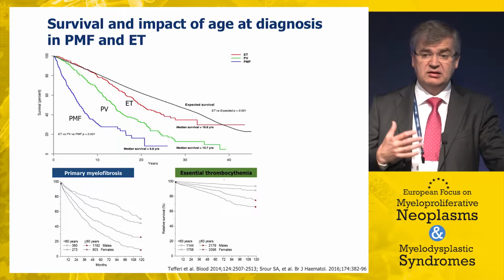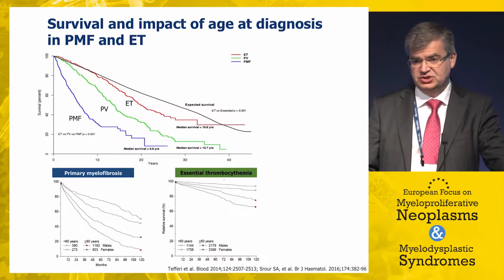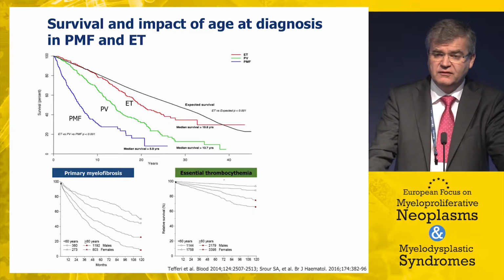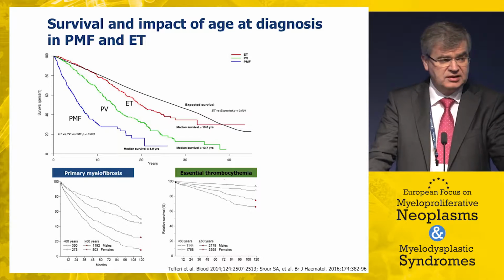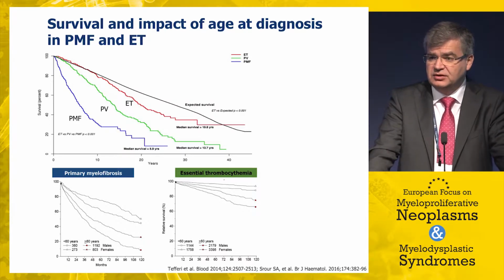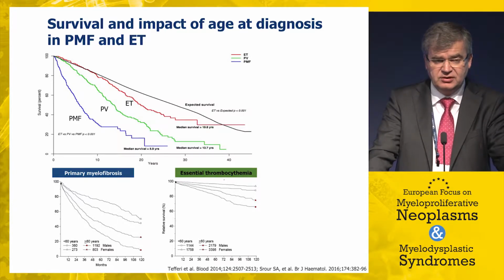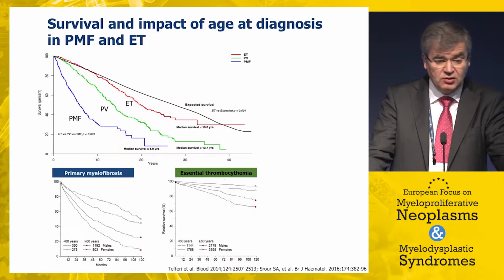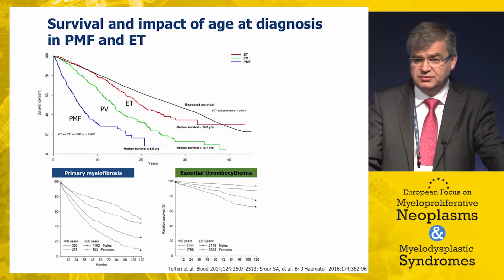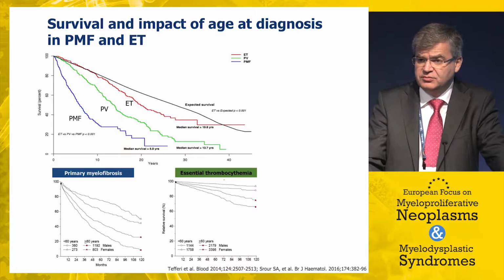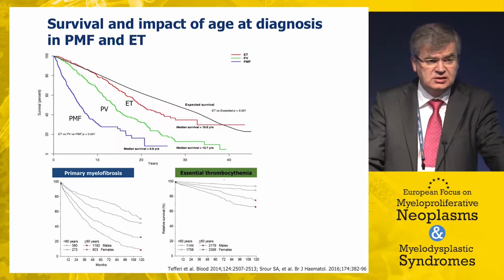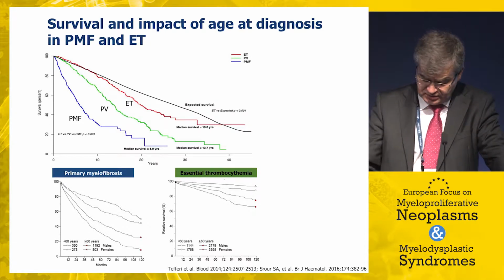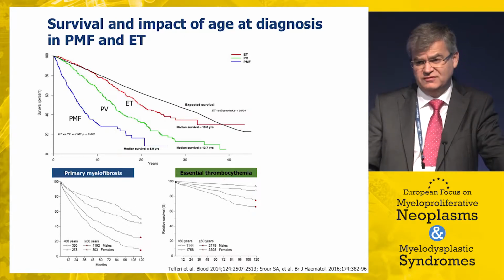So it still makes sense to differentiate the subtypes of MPN. And by this, you see that the survival probability of myelofibrosis is by far very low as compared to ET or also PV. And we have also learned from the recent studies that age still is maintained as a prognostic important variable also in myelofibrosis.